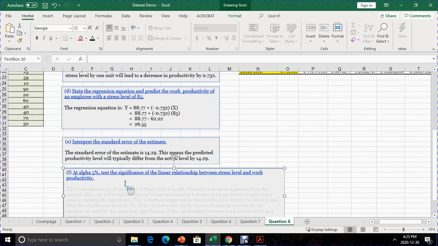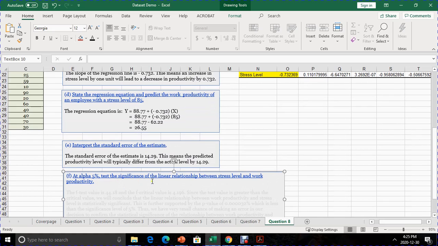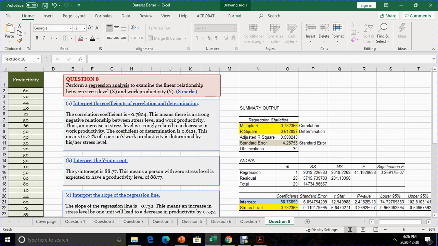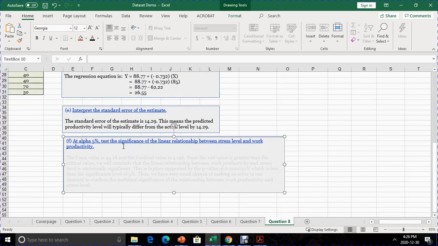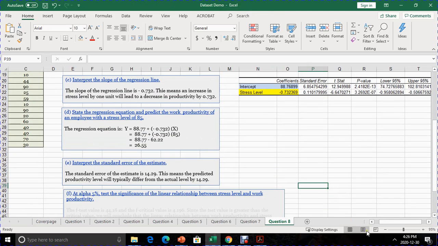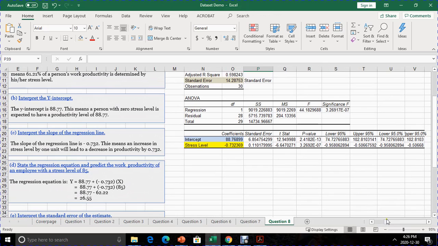Now the last question here is, at alpha 5%, test the significance of the linear relationship between stress level and work productivity. This is where we want to make a determination whether the relationship is statistically significant. Yes, we were able to speak to the fact that there's a strong relationship as given by the correlation coefficient, but we also need to speak to whether the relationship is statistically significant. And to test for this, we have to use the F test to come out with that decision. The table here gives you that knowledge.